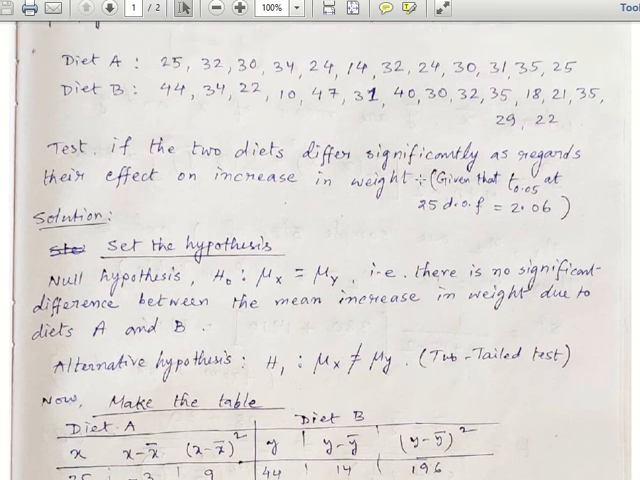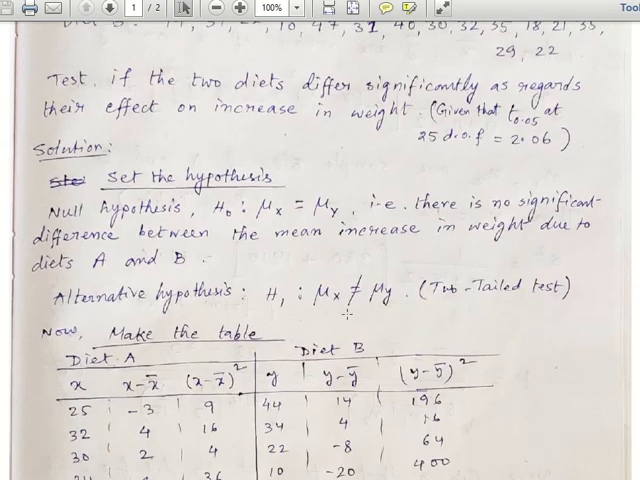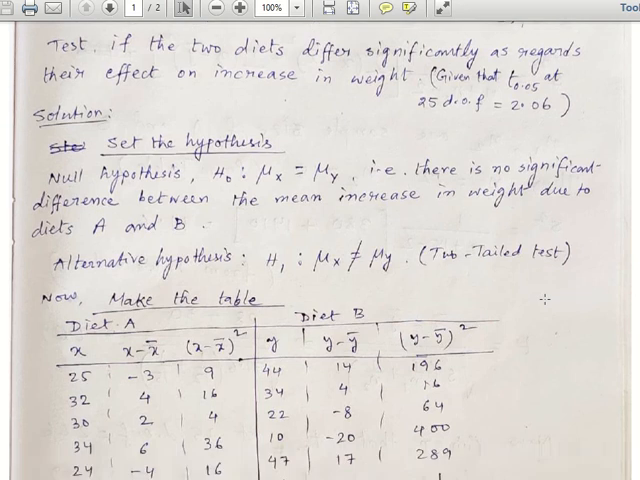If in the question we had to examine that diet A is better than diet B, then our alternative hypothesis should be mu x greater than mu y. If we are testing that diet B is better than diet A, then we should say mu x less than mu y. That would be a one-tailed test, but this is a two-tailed test.